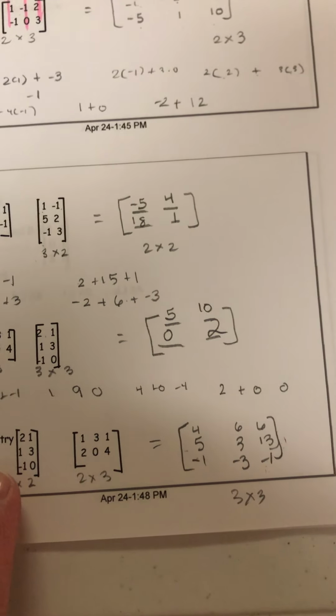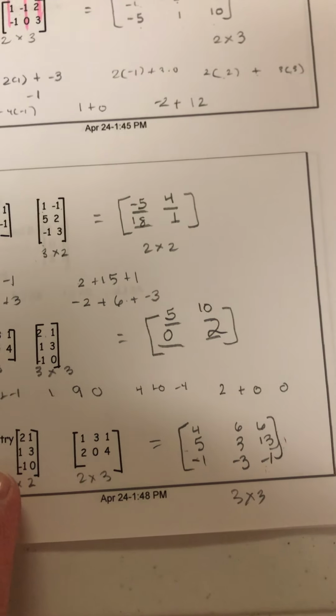Then I took 1 times 1 is 1. 3 times 2 is 6. 1 times 6, that should not be a 5. That should be a 7. And then 1 times 3 is 3, because the 3 times 0 is 0. 1 times 1 is 1. 3 times 4 is 12, 13. And then negative 1 times, oh, I love the zeros. The more zeros, the easier matrix algebra actually is. So you get here, negative 1, negative 3, negative 1.